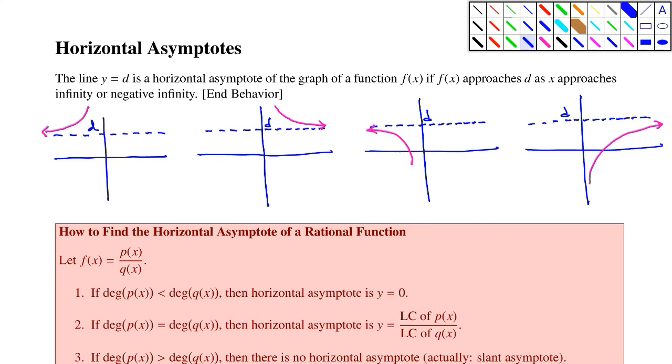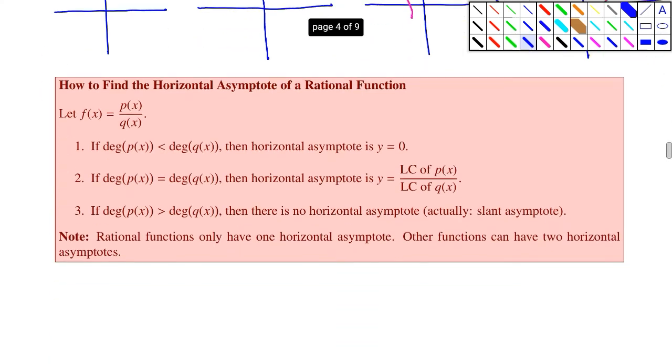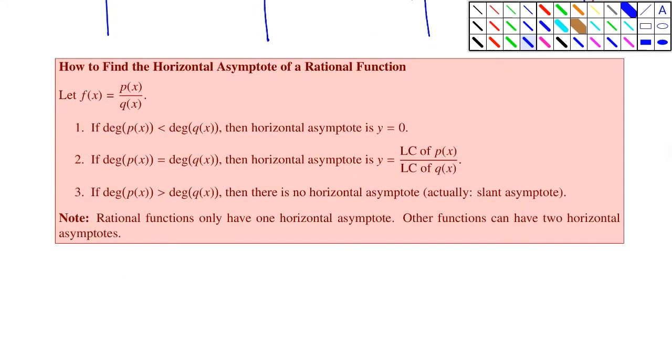So how do you find the horizontal asymptote of a rational function? Well, you start with a rational function. F of x is equal to p of x over q of x. The p stands for the numerator, the q stands for the denominator. And what you want to do is look at the degree of the polynomials in the numerator and the denominator. Reminder that the degree of a polynomial is equal to the highest power. It's not necessarily the first power listed, but it's the highest power of that polynomial.